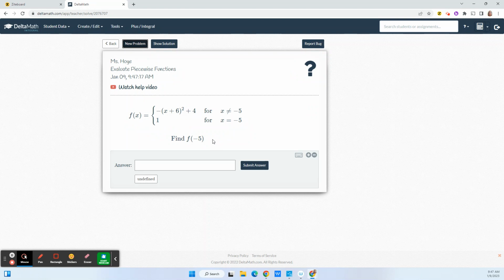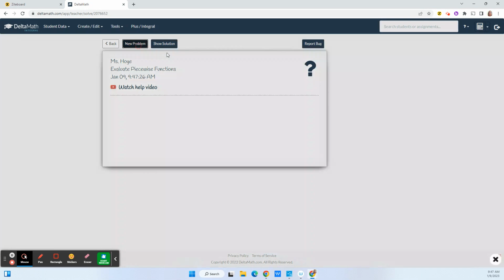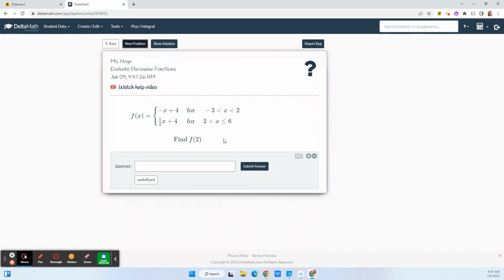Let's look at a new problem so that we can see one that maybe we do have to work on. This one says at x equals, boy, these are all really easy. It's just giving you the actual -5. Let's see one where we actually have to find it. All right, this one says find 2. This one feels a little bit like an error to me.